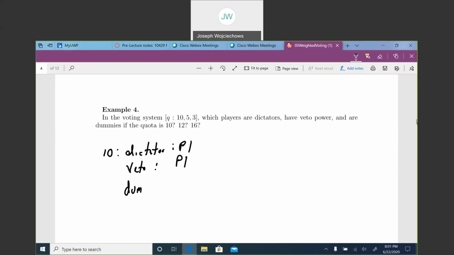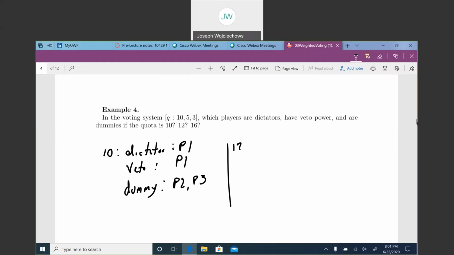Well, let's see. Essentially, we've determined it cannot pass without player 1. But it can pass without player 2. Doesn't matter what he does. If player 1 votes for it, it's there. If not, it's not there. So player 2 is a dummy. Likewise, player 3. Doesn't matter what he'll do. Still going to be the same.